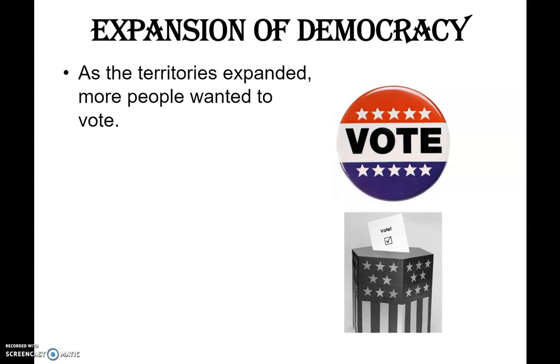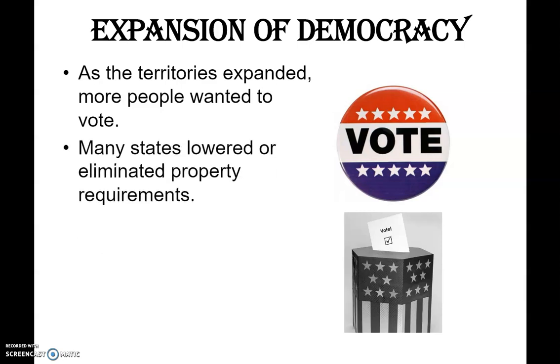As America grows, as we gain more territory in the West, these new territories, as they gain their statehood, want to begin to vote. A lot of states are going to start to lower or completely get rid of all the property requirements. So prior to this time period, you'd have to not only be a white man, but you'd also have to be a landowner. A lot of states are going to do away with that or lower that, so more people gain suffrage. That's an important word if you're unfamiliar with. Suffrage just means right to vote.